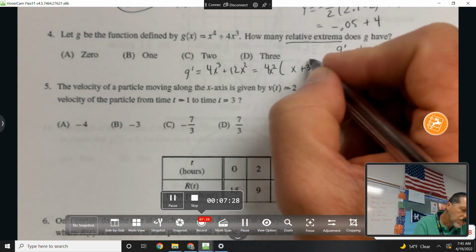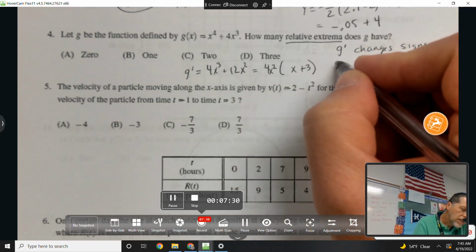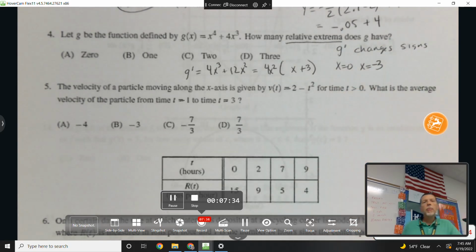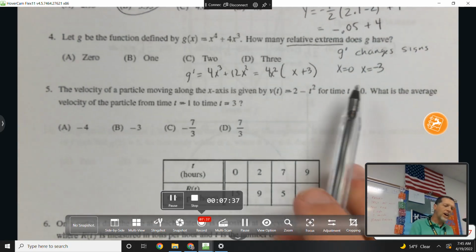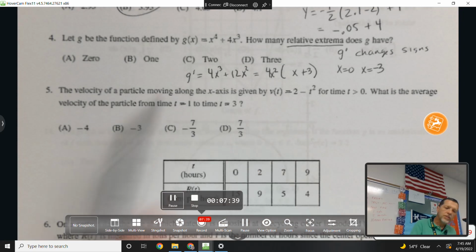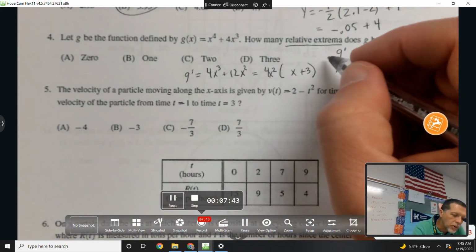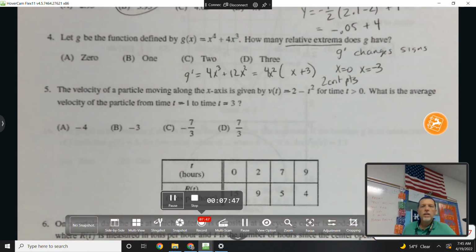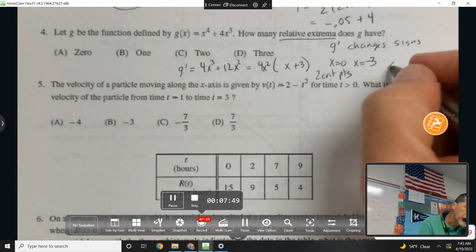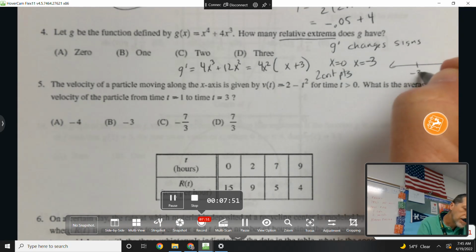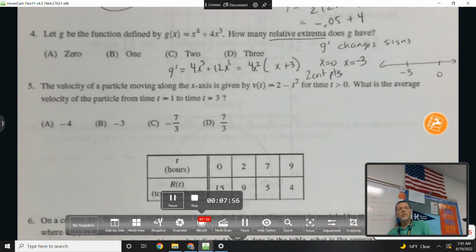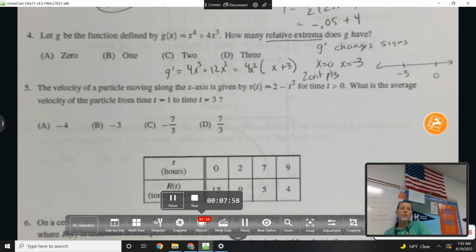X plus 3. So we get x equals 0 and x equals negative 3. Most of you made it that far and said, aha, there are 2 relative extrema. But there are not. There are 2 critical points. So the long way around is to set up a number line and test different points. Do you know the shortcut on this to avoid testing the points?